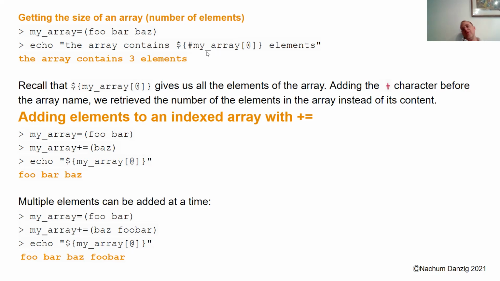If I try to do this on, I don't know what it would do if you try to do this with something that's not an array. But anyway, recall that this gives us all the elements of the array. So the number sign, sorry, not dollar sign, number sign tells me, give me the number of elements in the array. By adding the number sign before the array name, we retrieve the number of elements in the array instead of its content.